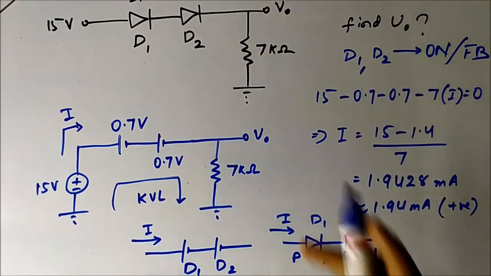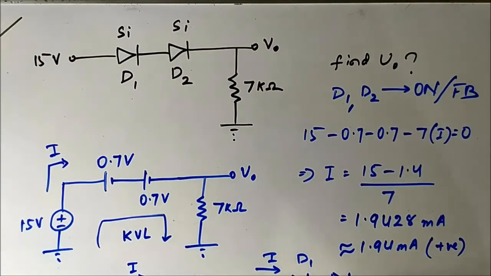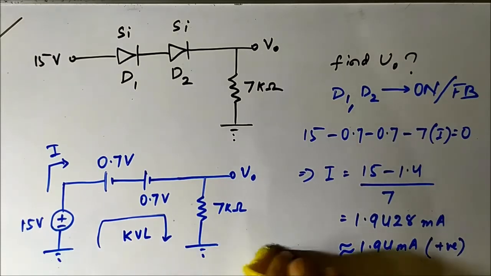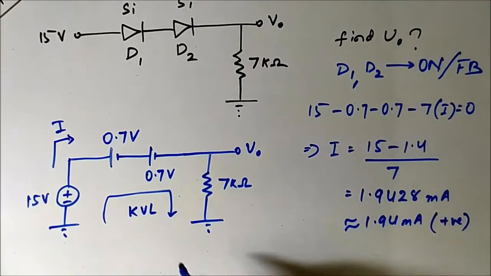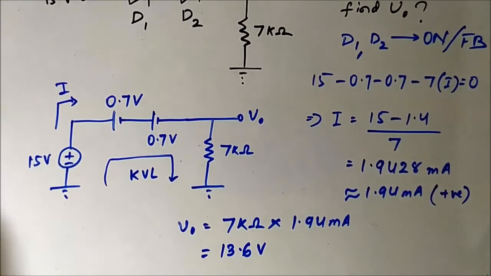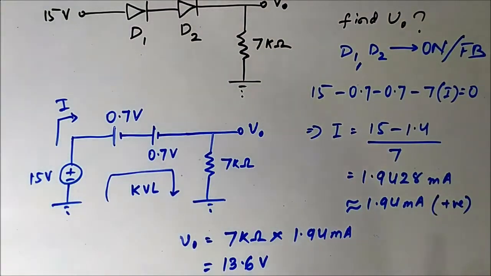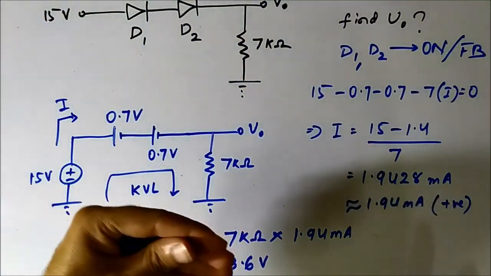Now it has been asked to find the voltage V0. So V0 is simply 7 kilo ohm into I. V0 is equal to 7 kilo ohm into 1.94 milliampere, which is coming around 13.6 volt. This output voltage V0 is 13.6 volt.